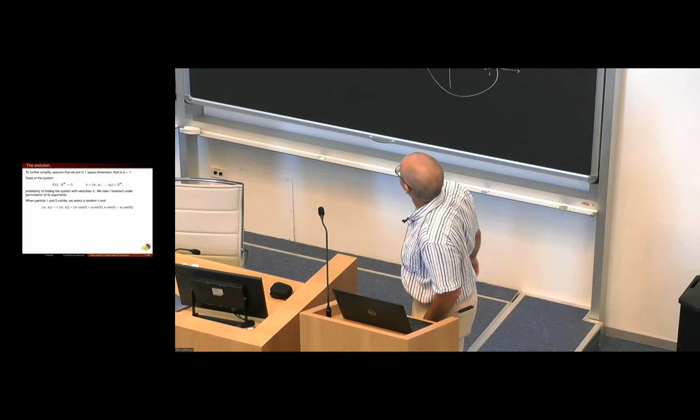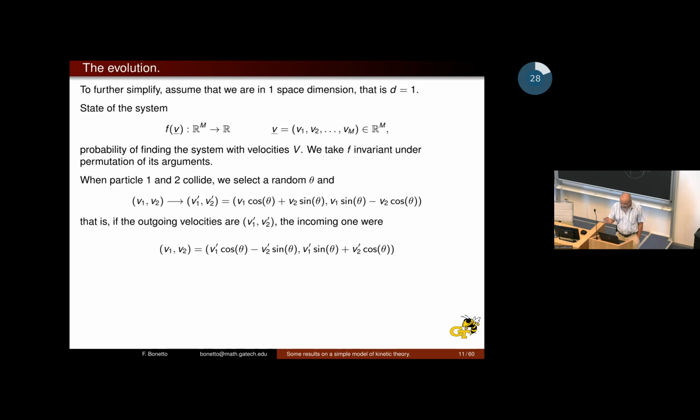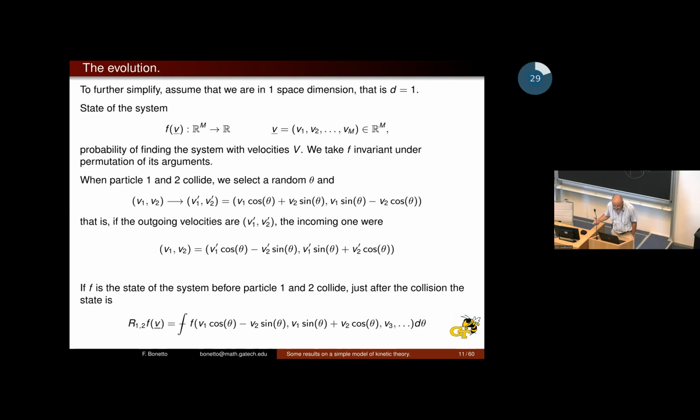The situation is that I start from V1, V2, and I go to V1 prime, V2 prime, which is given by the formula. That means that if I want to come out with velocities V1 prime and V2 prime, I should start with V1 and V2 given by the inverse. That is a rotation, so the inverse is that you just change the sign of theta. And this is why you always see the minus sign in the Kac model. Then to say what is the effect of a collision, I should integrate over all the initial states that will bring me to the final state I want, with the probability of having that transition, which here I take uniform in theta. You can redo almost everything I will say with a probability distribution over theta with minor conditions, but it doesn't really add anything interesting.